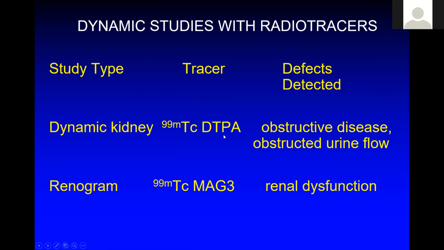Glomerular filtration. Good. This is filtered by glomerular filtration. How about MAG3? And so MAG3 is what we call secretory function. The tubules secrete this drug, about 80% secretion. This is almost quantitative for glomerular filtration.